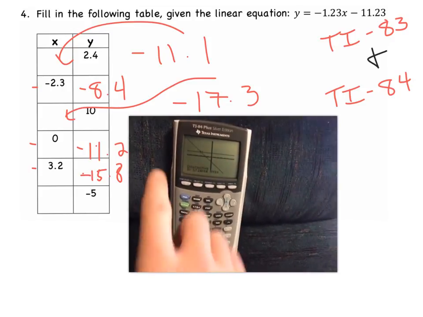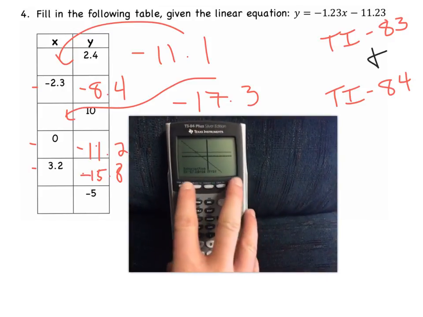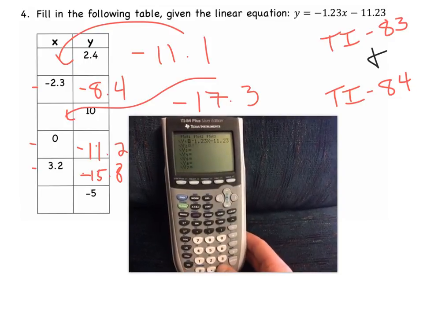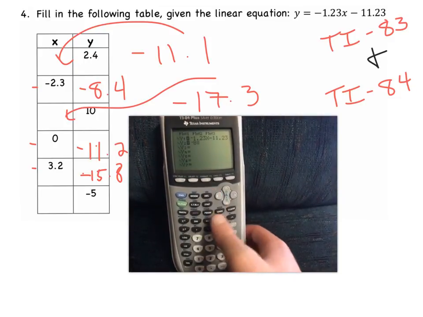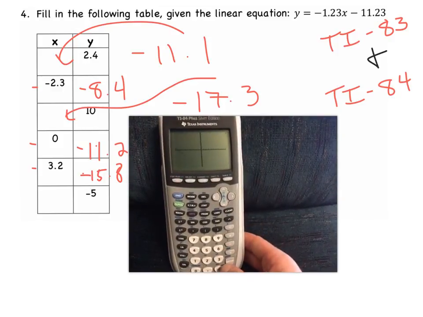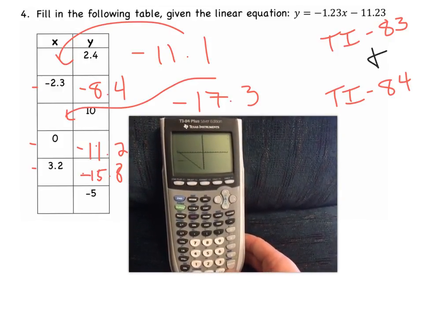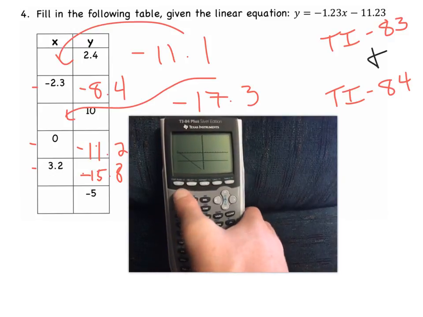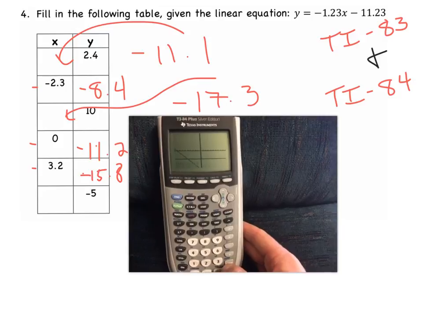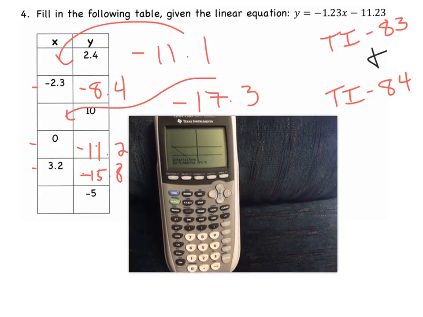And then the last one's negative 5. So we're going to go to y equals, clear out the 10, type in negative 5, zoom 6. And here we see it right away. So go ahead and hit second, calc, option 5, enter, enter, enter. Final answer there is negative 5.1.